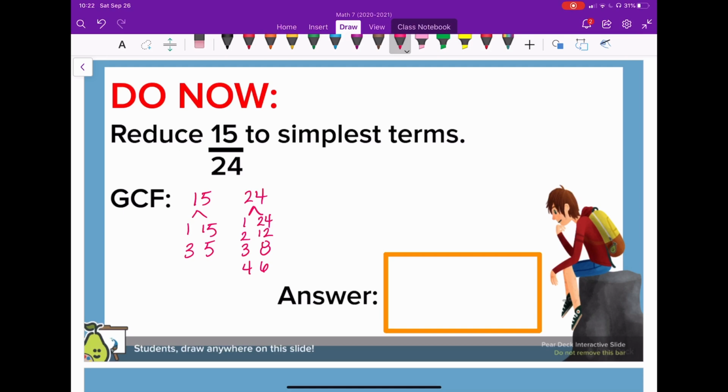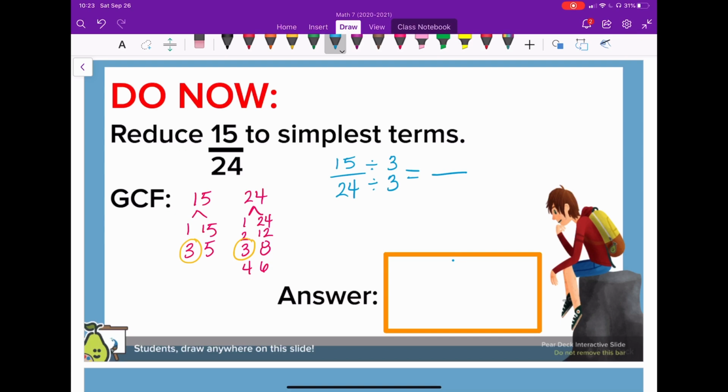Now, to identify the GCF, we have to look at the biggest number they both share. 15 doesn't have a lot of numbers, right? But if you look at 24 and compare to the numbers 15 has, the biggest number they share is 3. So 3 is the GCF. Now, what do I do with that GCF? Well, I take the original fraction, which is 15 over 24, and I'm going to divide by 3, which is my GCF.